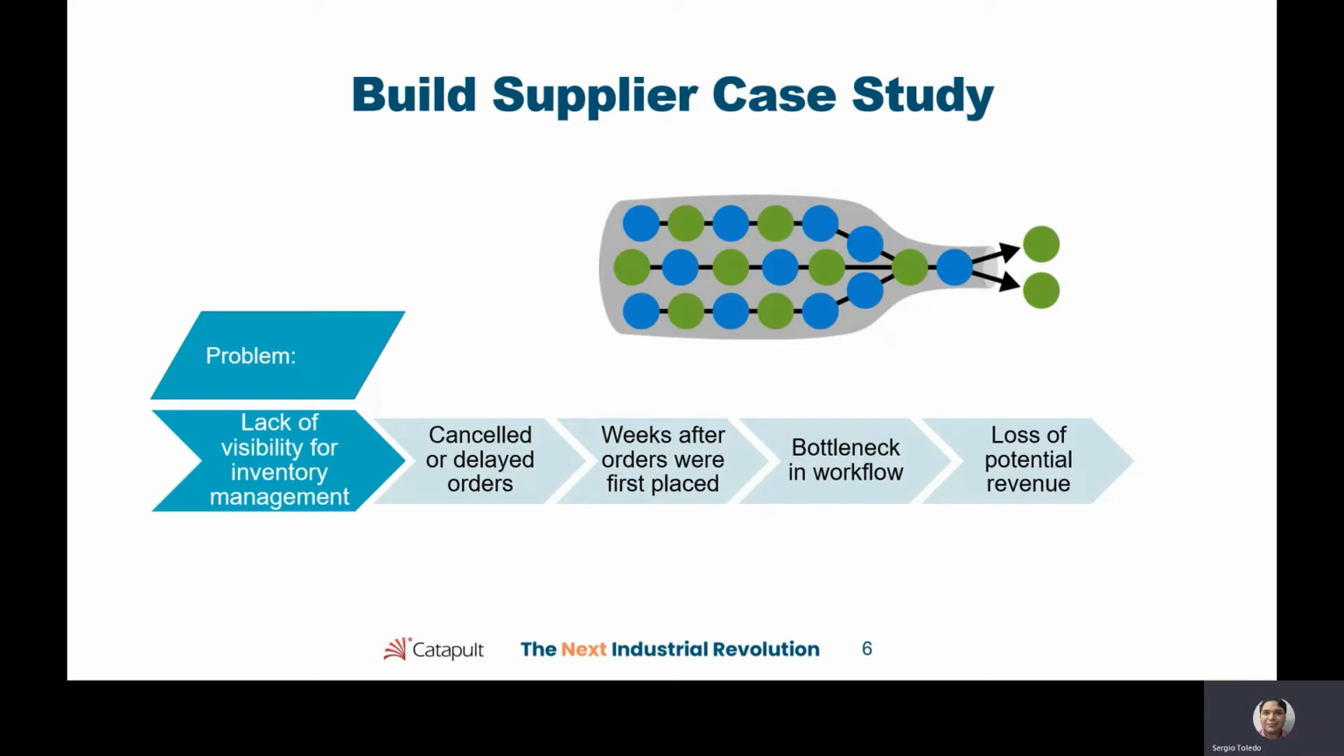So again, the problem is there's a lack of visibility for inventory management. Some of these orders sometimes are canceled or delayed. This can happen weeks after the orders were first placed, which will cause a bottleneck in the workflow and will inevitably lead to the loss of potential revenue. And this is something obviously that nobody wants.